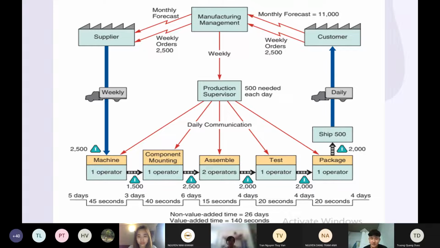And last but not least, you need to determine the total working time as the value added time, and delay is the non-value added time. And so you can see the non-value added time is equal to 26 days, and the value added time is equal to 140 seconds.